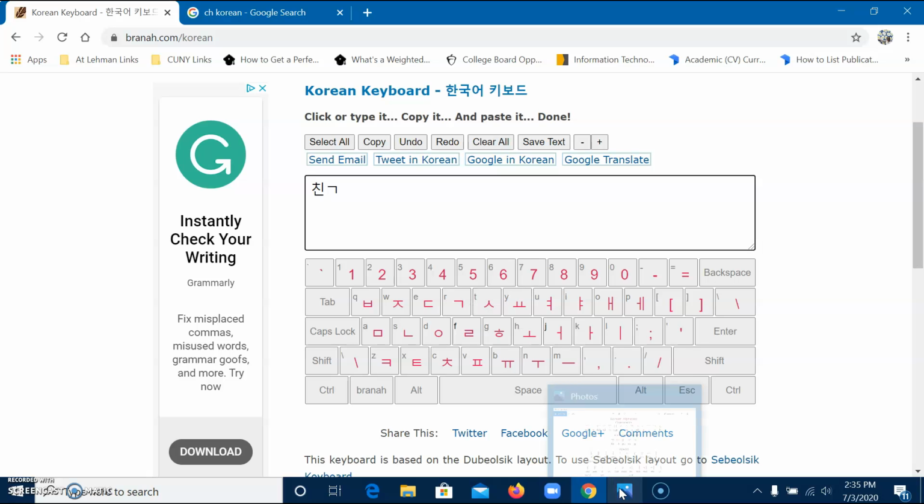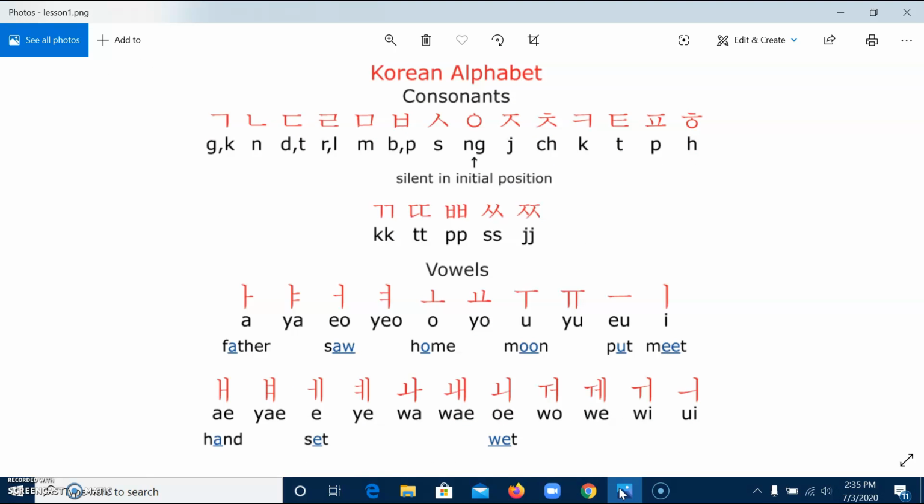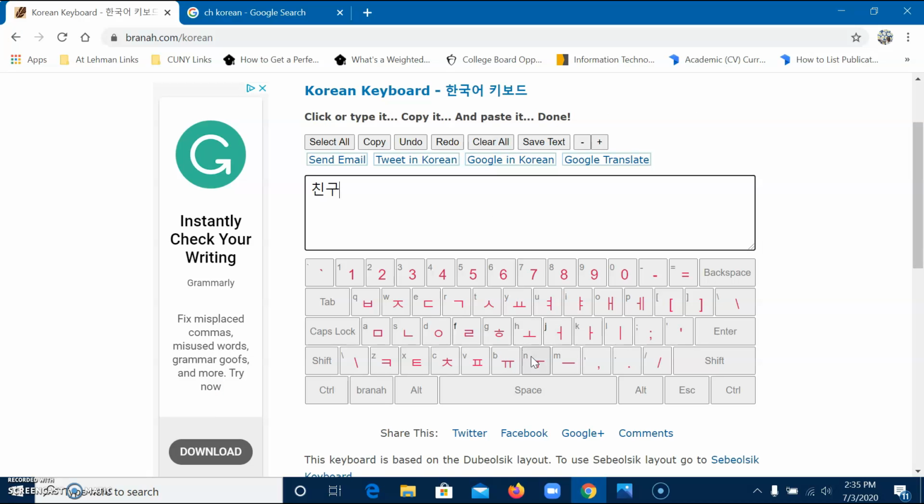Finally, what's gonna be the sound? It's gonna be this one. Don't mix it up with this one. That's what I do sometimes, but remember to do this one, because it's not go, it's gu. So 친구. That's our character right there, guys.